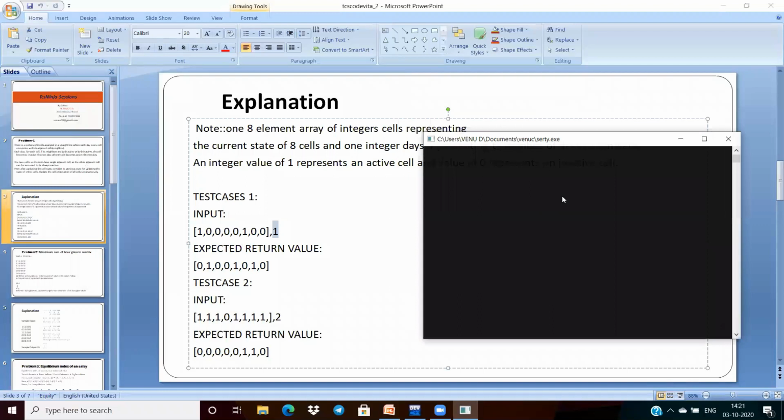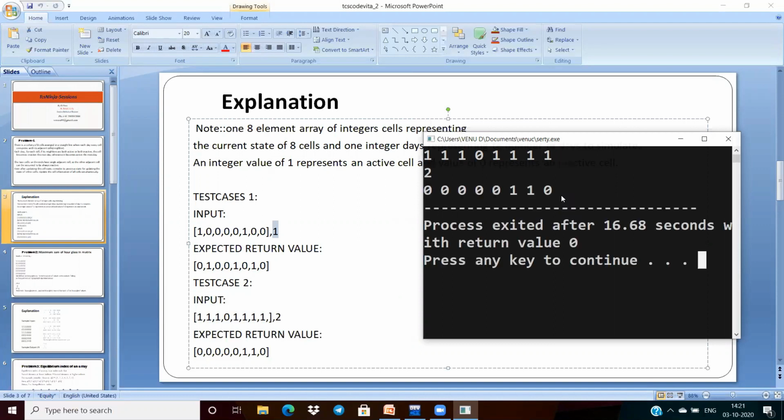Okay, I want to give one more input. Now if I am giving 1 1 1 0 1 1 1 and the number of days is 2, then I'm getting this: 5 zeros, 1 1 0 after 2 days modification.